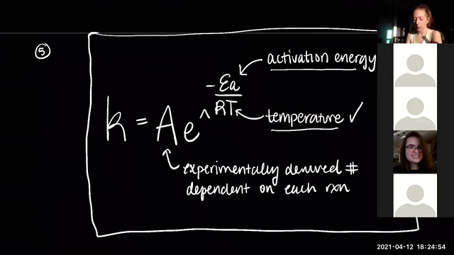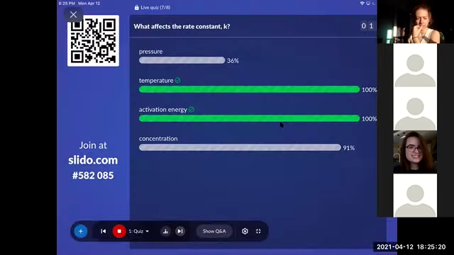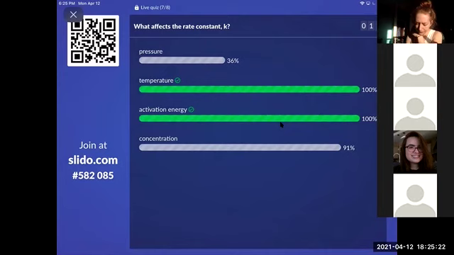That's why we'll need to calculate new Ks. I don't know if you've learned that yet, but it won't be on this exam or on this quiz. But if we have different temperatures, we need to calculate different Ks, different rate constants. Okay, any questions on that one?